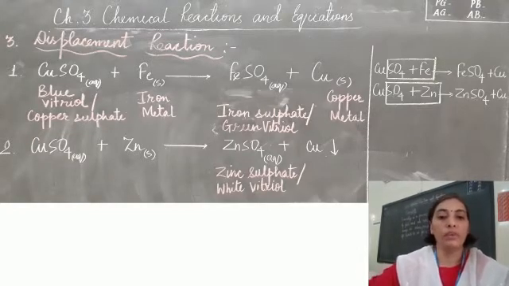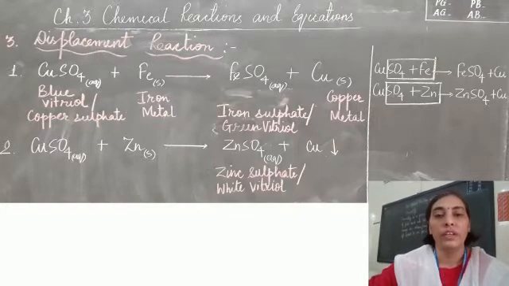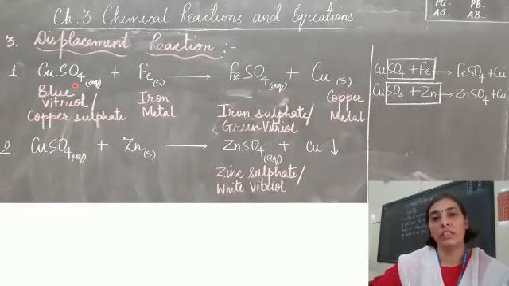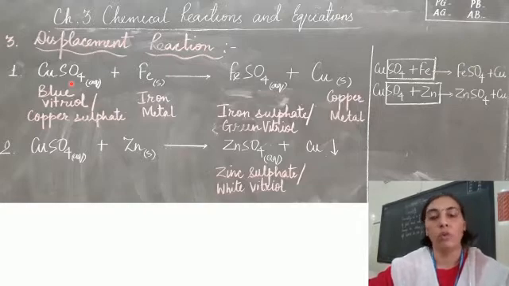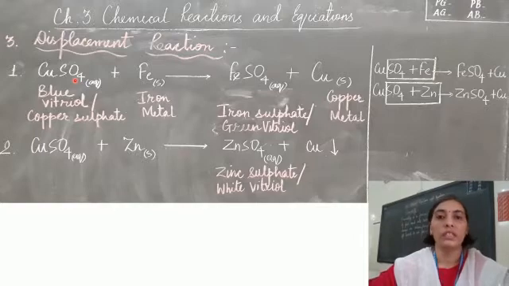The first example of displacement reaction that we are dealing with is the copper sulfate solution we have prepared. We have taken copper sulfate powder. It's actually a crystalline substance, so it's blue in color, and this copper sulfate powder we have taken in a beaker, and we have added water to it. So it dissolves in water. It's peacock blue in color, and it results in the aqueous solution of copper sulfate.